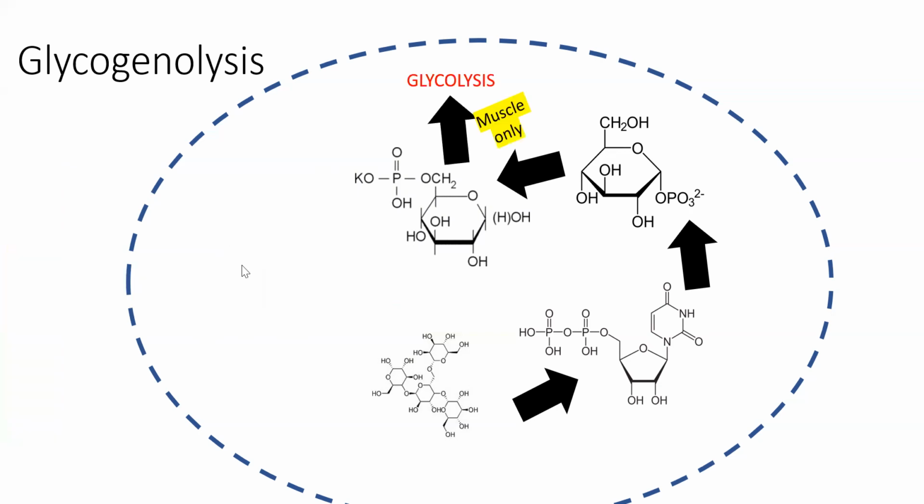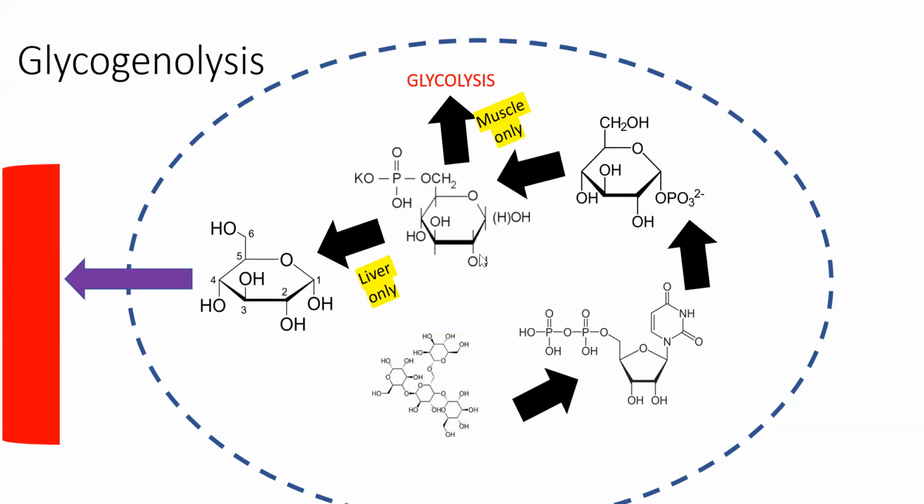Whereas if we're in the muscle, the enzyme which converts glucose 6-phosphate back to glucose doesn't have that ability. So that is hexokinase, where we are not allowed to actually cleave off this phosphate group here. Therefore, it needs to stay inside the cell and go through glycolysis.